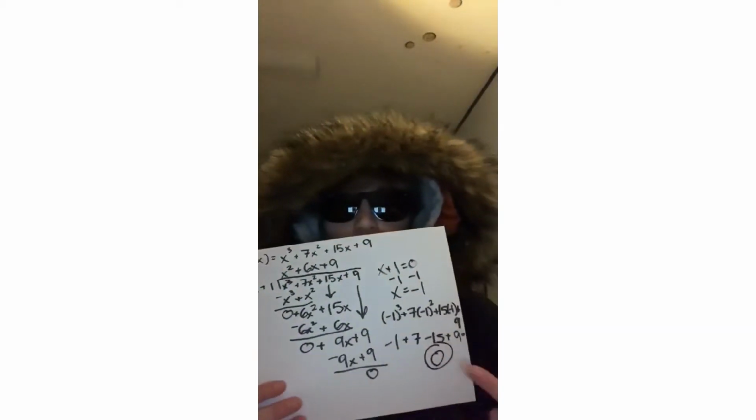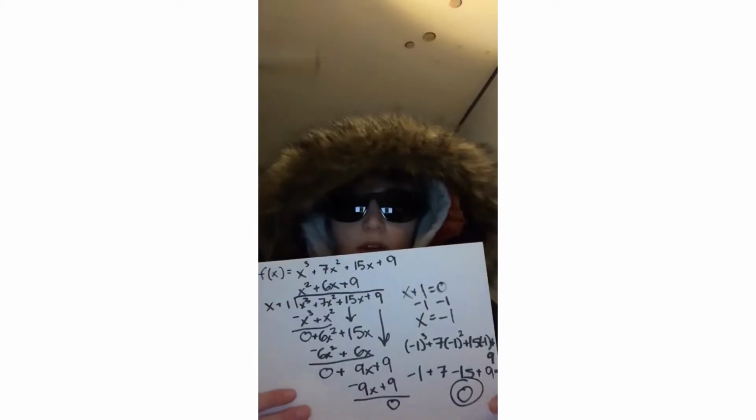And so negative 1 cubed plus 7 times negative 1 squared plus 15 times negative 1 plus 9 is equal to negative 1 plus 7 minus 15 plus 9. And so the final answer would be 0. And that's how you basically use the remainder theorem to figure out the remainder of a certain polynomial.